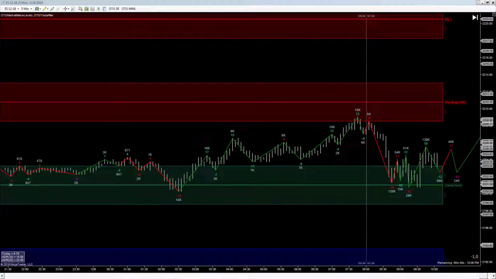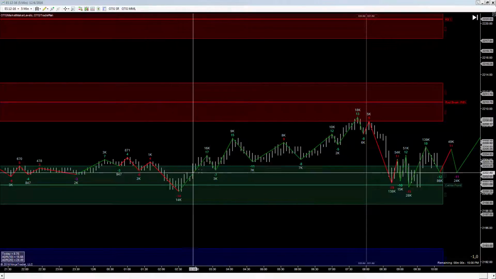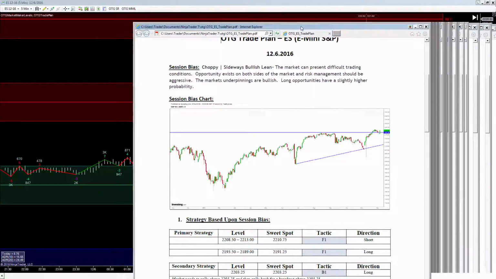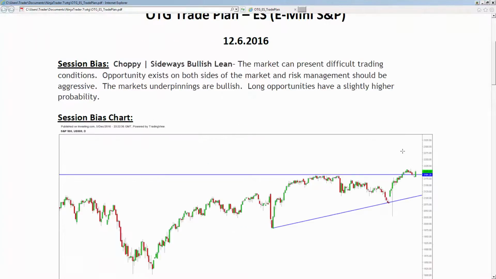Today is December 6th, and this is your ES and CL trade plan review. So the chart that you're looking at here is the ES chart. It's a 3-minute chart. We're going to talk a little bit about that chart here, but first let's go through the trade plan for today.